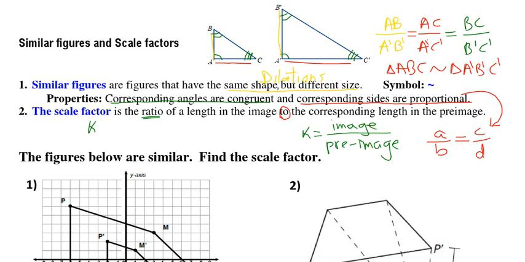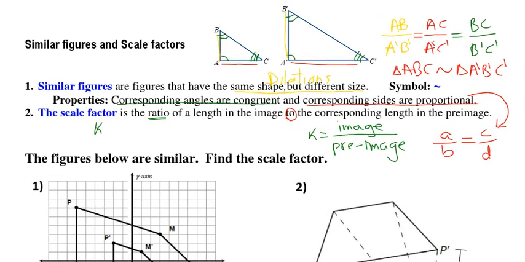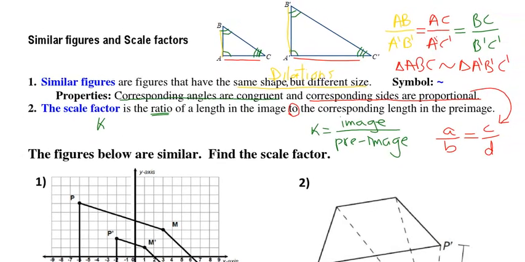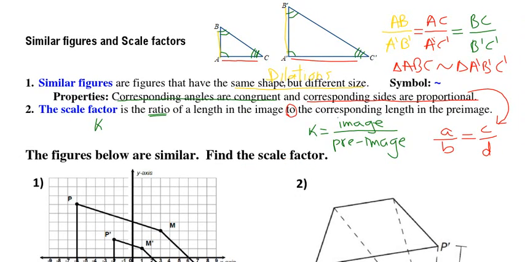But if you're simply writing proportions with corresponding sides like this, it really doesn't matter which one is the image and which one is the preimage, who goes on the top and who goes on the bottom. You just need to write a proportion using corresponding sides. But if you are finding a scale factor, the ratio is very specific. So there are some things that you need to be able to do when working with similar figures, and one of them is to find the scale factor. And that is what we're going to do for exercises 1 and 2.